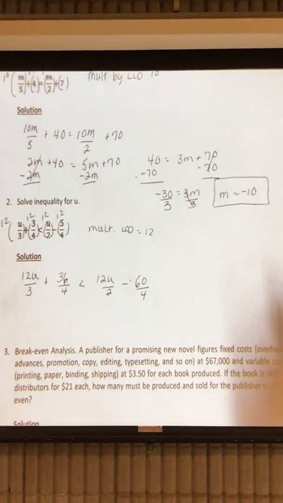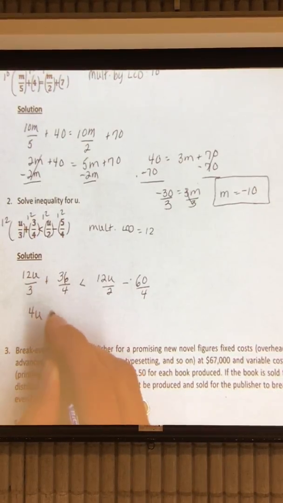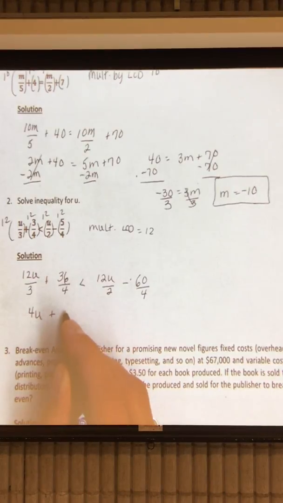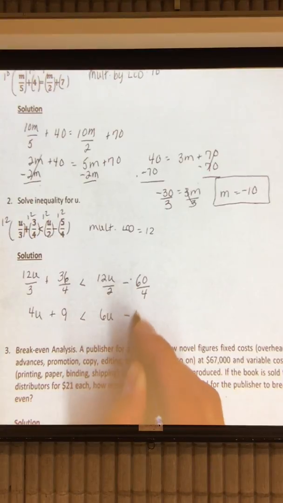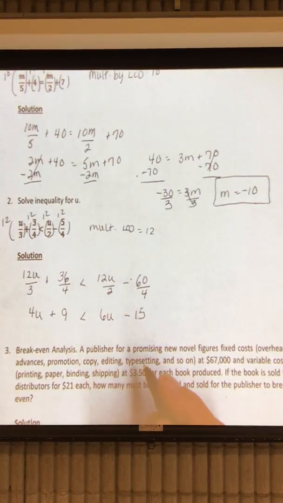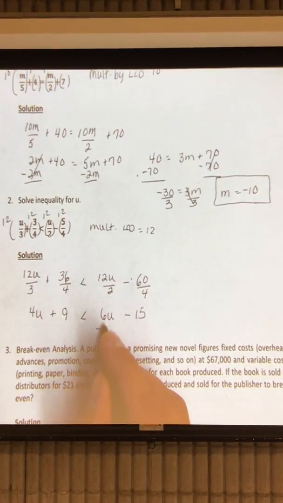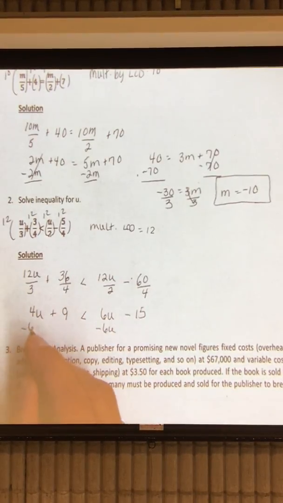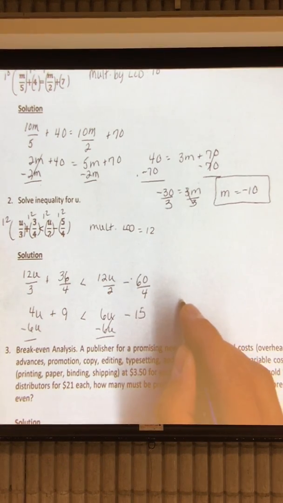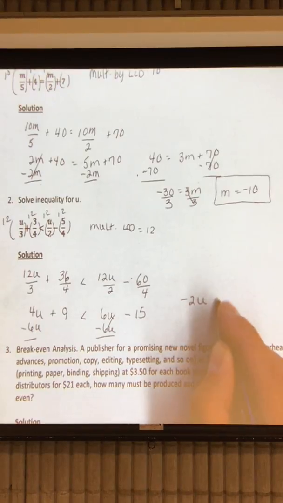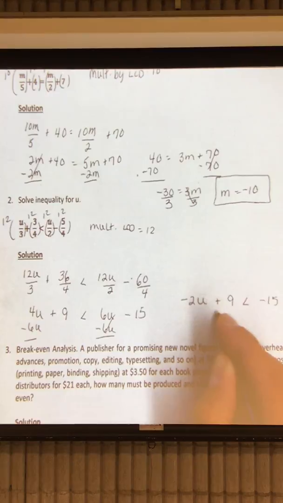Now let's simplify our fractions. 12u divided by 3 is 4u plus 36 divided by 4 is 9 is less than 6u minus 15. Now we can combine like terms. So let us subtract 6u from both sides. We're left with 4u minus 6u is negative 2u plus 9 is less than negative 15.